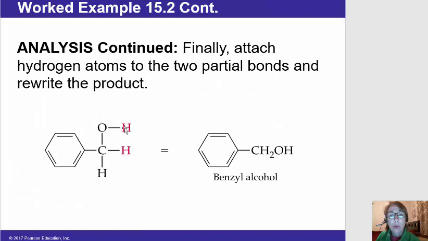And then where those bonds are that you've drawn, you put hydrogen. So we have a primary alcohol here. This alcohol group is bonded to a carbon that has 2 hydrogens, and we get benzyl alcohol. So if you got that, give yourself a pat on the back.